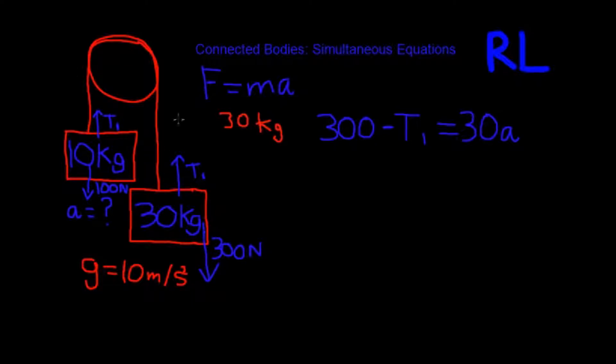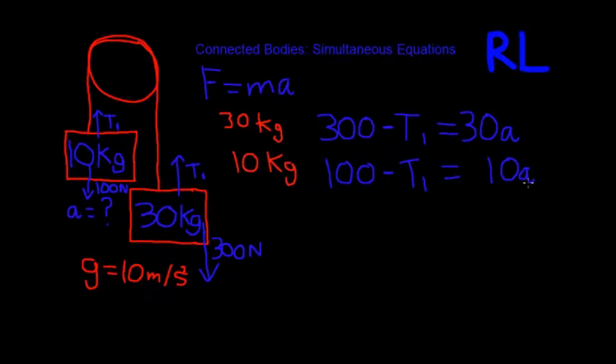Now the 10 kilogram block. This one, we've got 100 newtons going down. Tension is going up, so that's going to be negative again, and it's the same as the first tension. And this is going to equal, again, mass times acceleration, and it's going to be 10 times A.